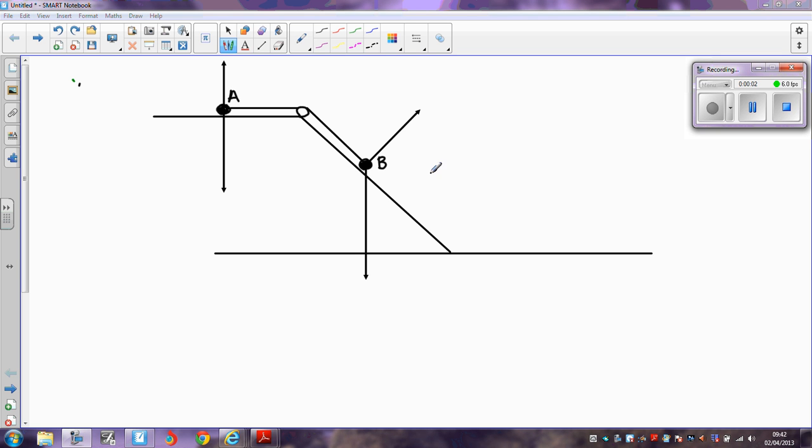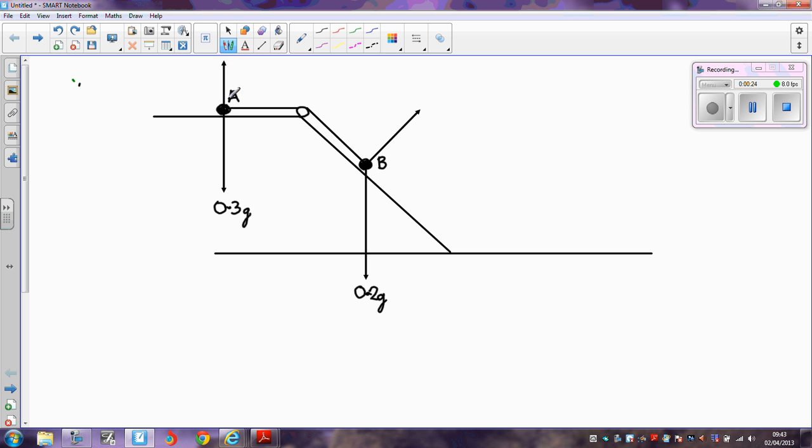Okay, here we have the situation with question 7, and I've started putting in some of the forces. Here we have particle A, which has a mass of 0.3 kilograms, so its weight acting vertically downwards is 0.3g. And here's particle B, which has a mass of 0.2 kilograms, so its weight acting vertically downwards is 0.2g.